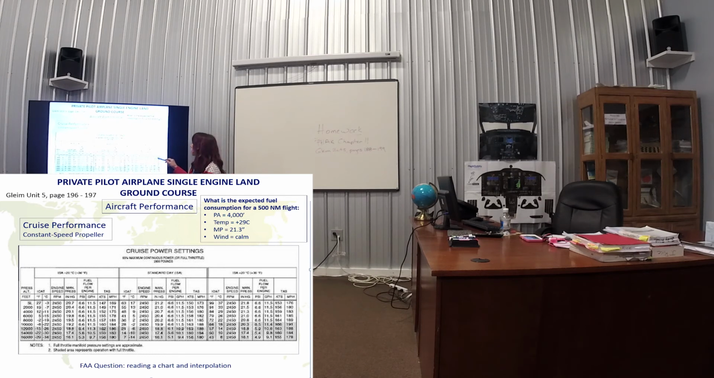So if we're burning 11.5 gallons an hour, we're on a 500 nautical mile flight, so now we just need to do the math. How long is it going to take us? True airspeed is 159 knots. So do the math. Use your flight computers. And then I'll tell you where the trick is on this one. It's a math problem.